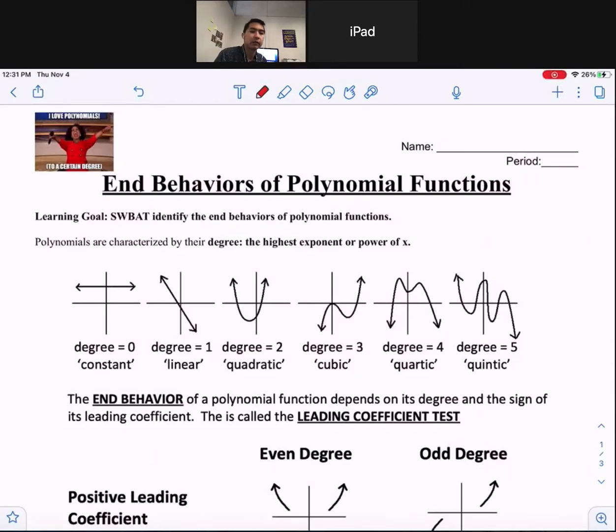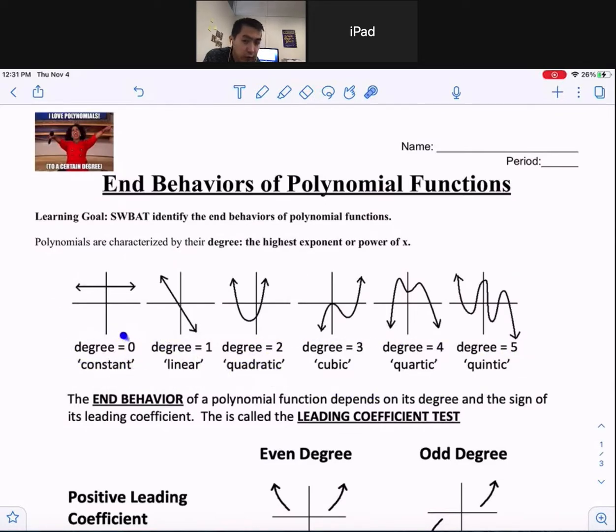All right, here's your guys' notes on end behaviors of polynomial functions. So students will be able to identify the end behaviors of polynomial functions. Polynomials are characterized by their degree, you guys, the highest exponent, or power of your x variables. So right here, you guys, here are degrees and here are the names.